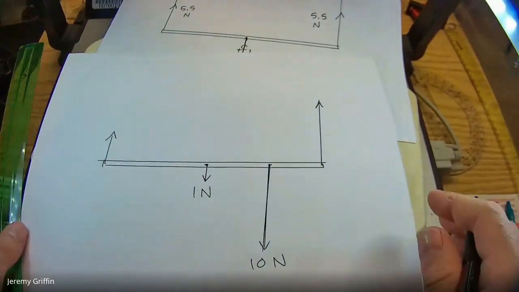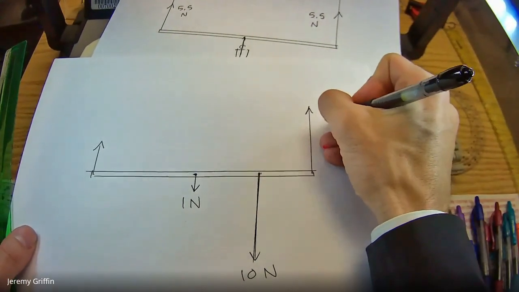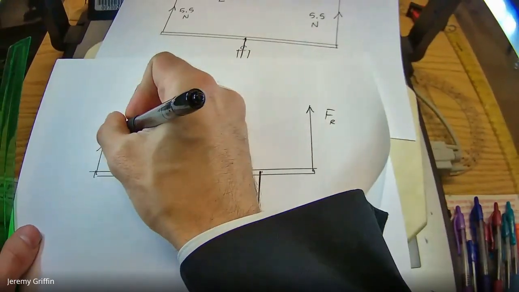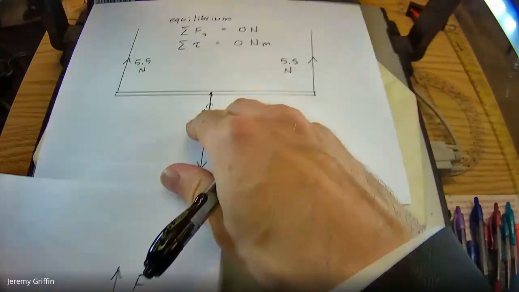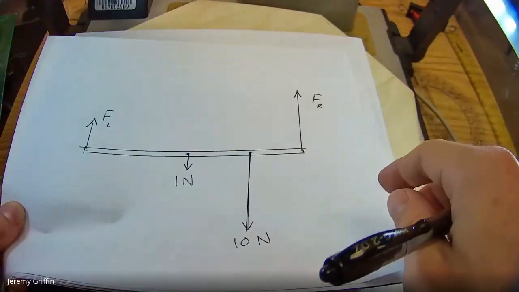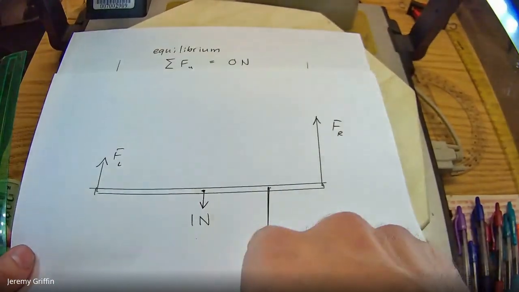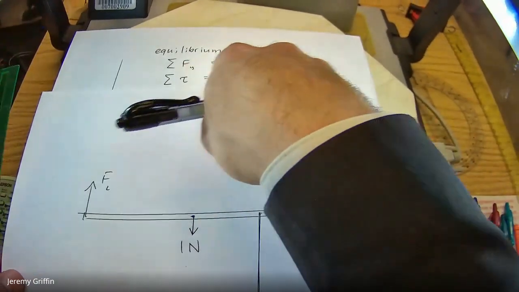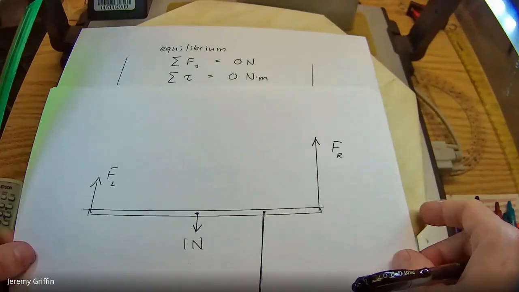We don't know what those values are, F right and F left, but you guys do know that they have to add up to 11 newtons because of this condition here. Right? But what exactly are they? Well, that's where this torque is going to come into play.